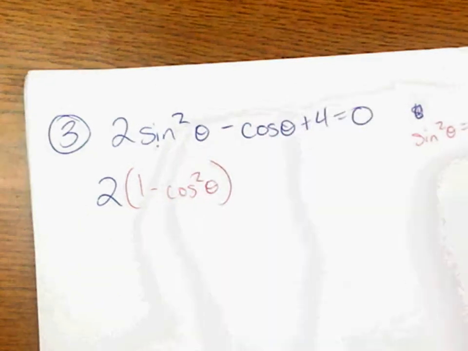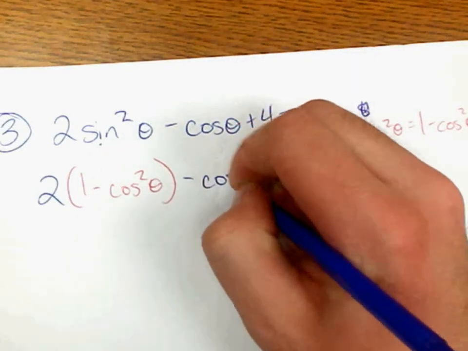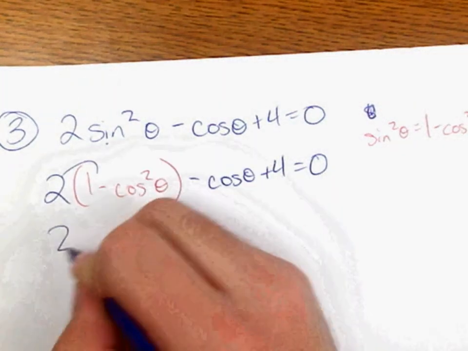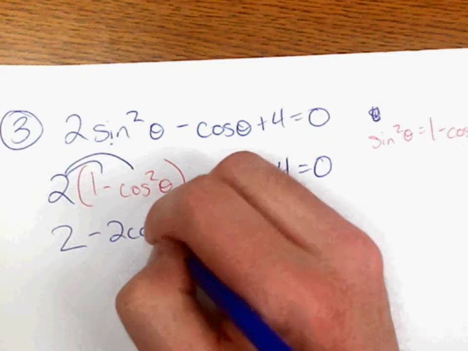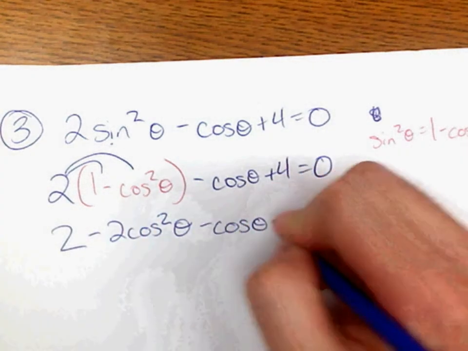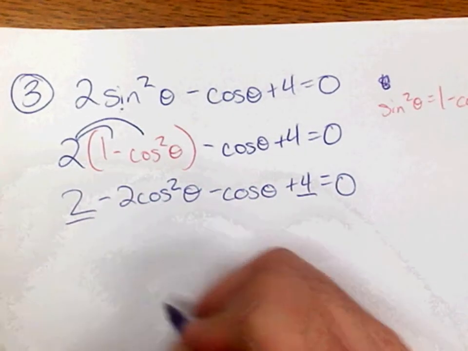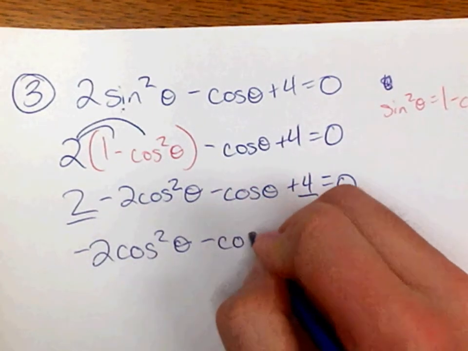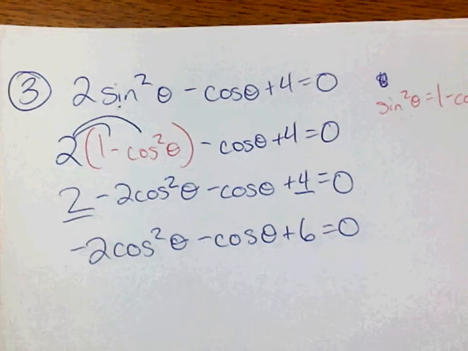I just replace the sine squared with 1 minus cosine squared. Minus cosine theta plus 4 equals 0. We will distribute. 2 times 1 is 2. 2 times negative cosine squared is negative 2 cosine squared. Minus cosine theta plus 4 equals 0. We have like terms of 4 and 2, so that is negative 2 cosine squared theta minus cosine theta plus 6 equals 0. And I just want to point out one thing at this point.